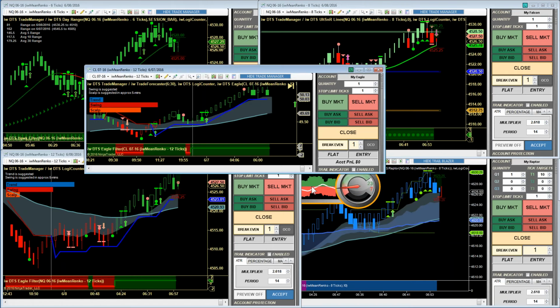Okay, let's see how we're doing. Oh, we're getting a little bit of a retracement here. I'm keeping an eye on the hawk because we may produce a counter trend signal, but we'll get to that in a moment. All right.